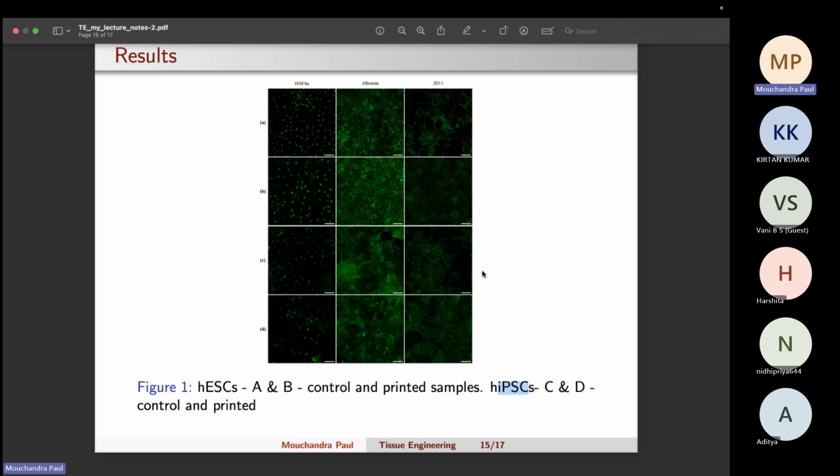C is the panel for the control non-printed sample. D is the panel for the printed sample. And they also express all the hepatic markers successfully. So this result helps them to conclude that the 3D bioprinting process, when used to print cells that were in between their differentiation process, has no effect on the differentiation after printing. Okay? Cells have continued to differentiate and express the hepatic markers.